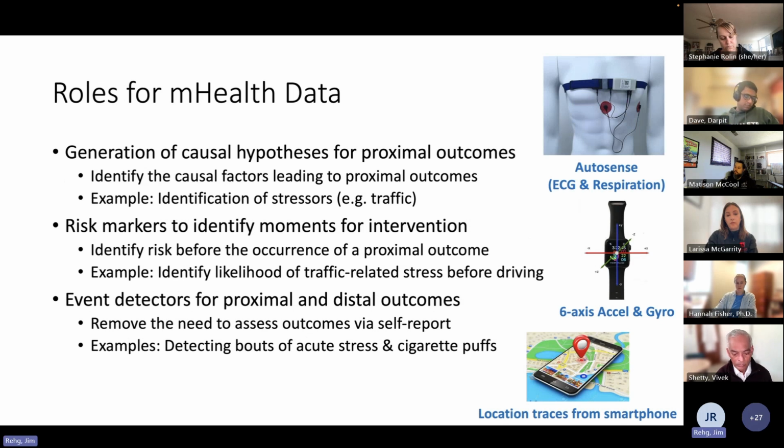And there are three areas in general where this data can be very useful. So I already mentioned this idea of generating hypotheses for causal effects from observational data. That's possible because we have these risk markers that give us the ability to identify specific causes of risk like stress in the moment. And a last thing that these models can provide us with is the ability to detect the outcomes in a low burden way. So for example, if we can detect when an individual is taking puffs from a cigarette, then that provides an ability to automatically determine whether or not the adverse outcome took place without having to ask the participant to self-report on their smoking behavior, for example.